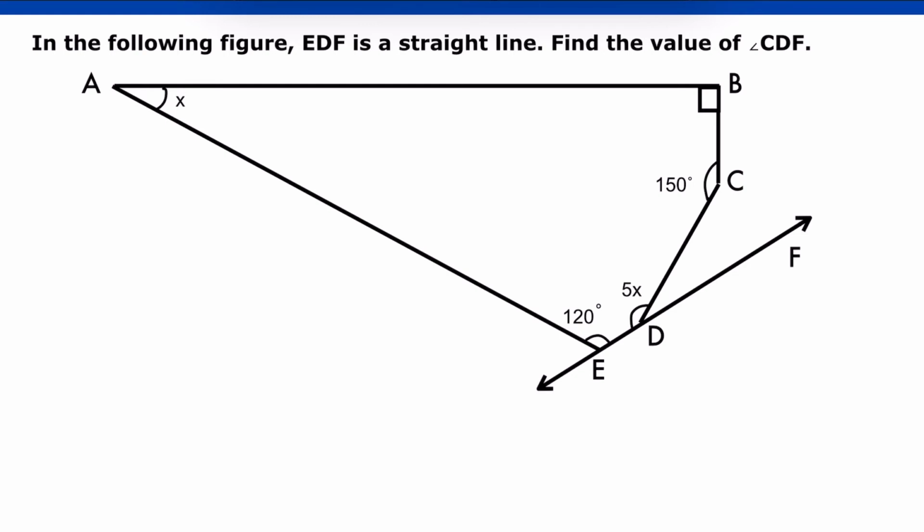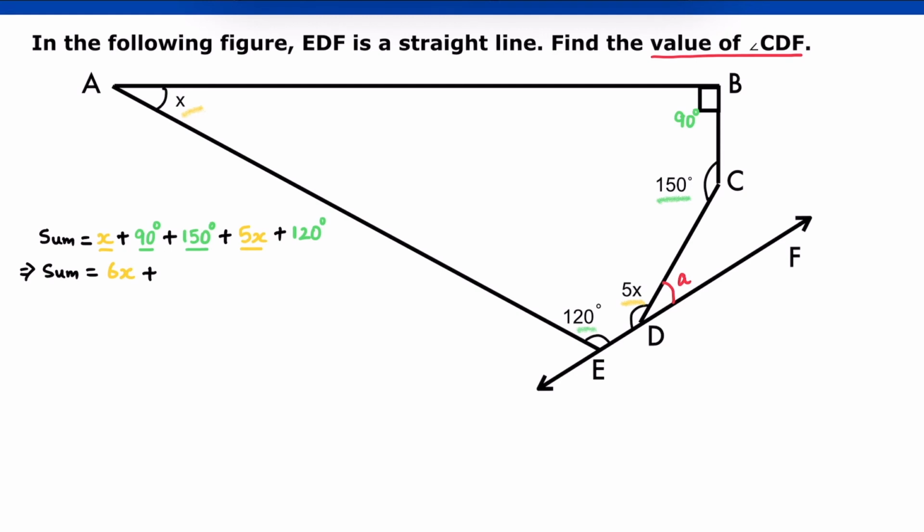We have to find the value of angle CDF. Let me label this as A. We have a polygon here, A, B, C, D, E. The sum of its interior angles will be x plus 90 plus 150 plus 5x plus 120 degrees. x plus 5x is 6x. 90 plus 150 is 240. 240 plus 120 is 360 degrees.